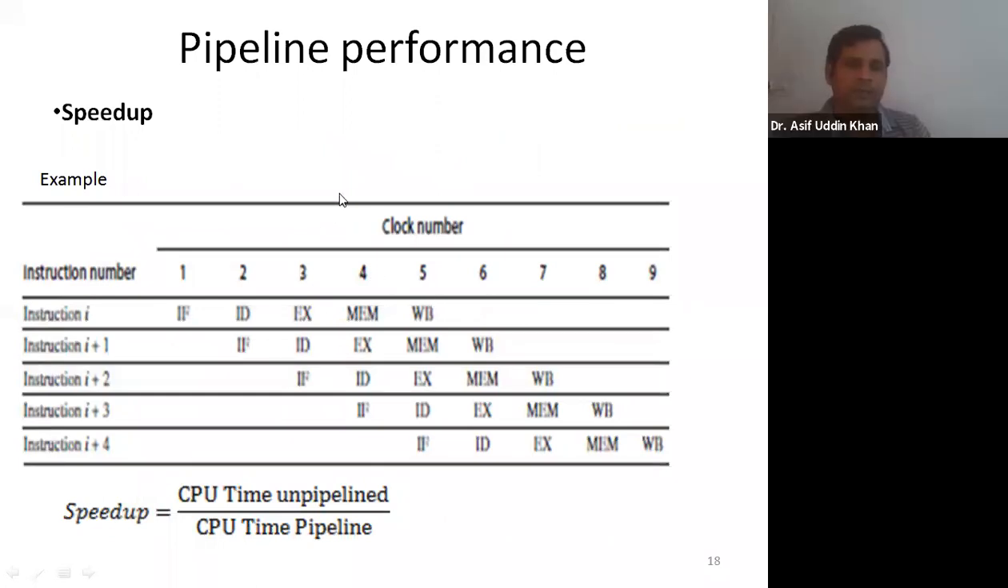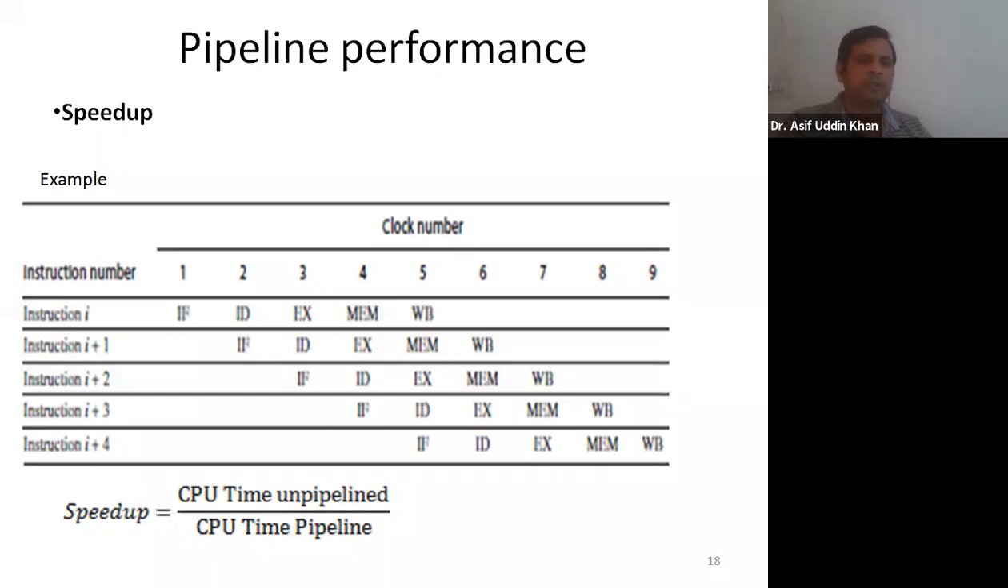So the next is pipeline performance. I told you that we can increase the performance of the processor by using pipelining, because we are reducing the number of clock cycles by overlapped execution of the instructions in multiple stages. If we are using pipelining, it takes less time. If we are not using pipelining, that means sequential execution, it will take more time. Now, how to find the pipeline speedup?